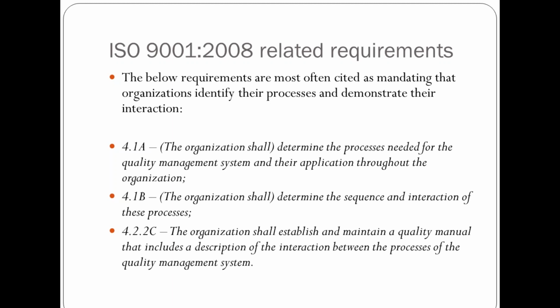But of course, ISO 9001:2008 additionally, in section 4.2.2c, requires that the organization establish and maintain a quality manual that includes a description of the interaction between the processes of the quality management system.